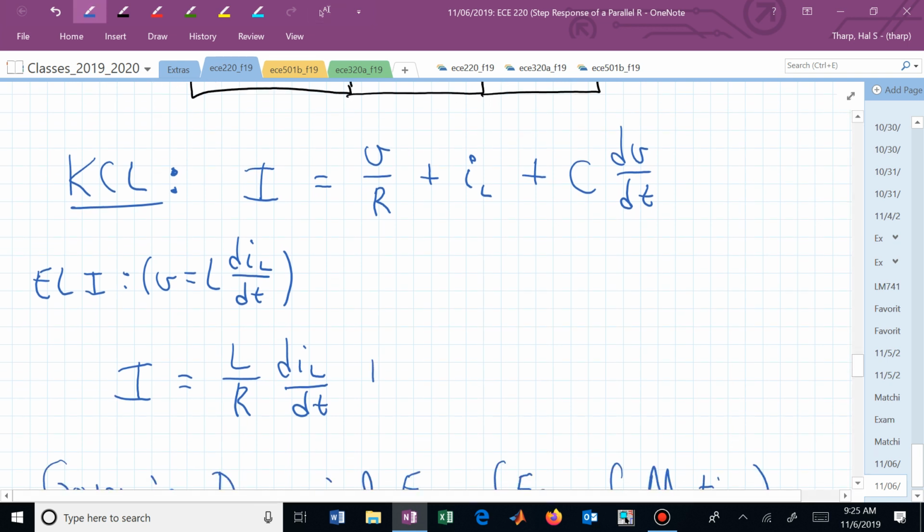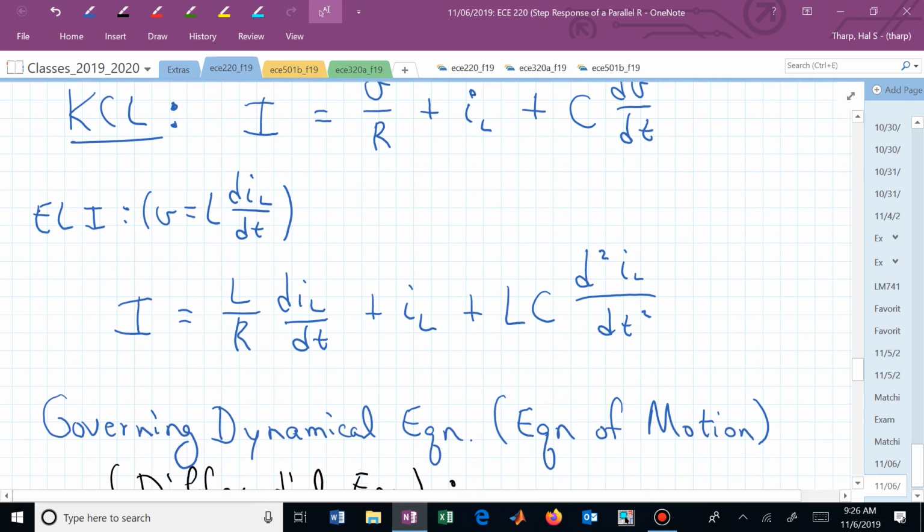I sub L we want to leave alone, since that's the variable that we're interested in. And now we replace V with L di dt. Now we have an LC second derivative of I sub L with respect to time. And this shouldn't surprise us. Now it looks very similar to what we've seen before. It just has a forcing function, the current source.